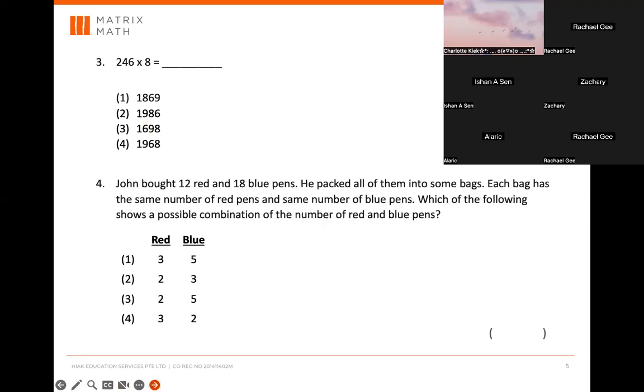Moving on to question 3. Okay, so question 3 here, 246 times 8. Okay, so we do it 1 by 1, starting from the ones place. So 6 times 8 is 48. You put a 4 here. 4 times 8 is 32 plus 4 will give you a 36, right? Okay, so here you go, bring down a 3. 2 times 8 is 16. 16 plus 3 is 19. Okay, so you will have 1968, which is 4. Okay, so these questions actually got many students wrong, so be careful. Okay, you can always double check.